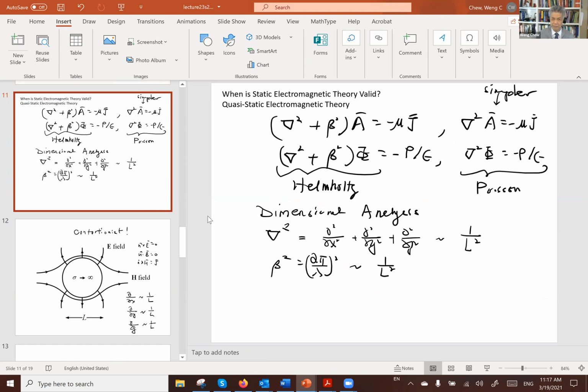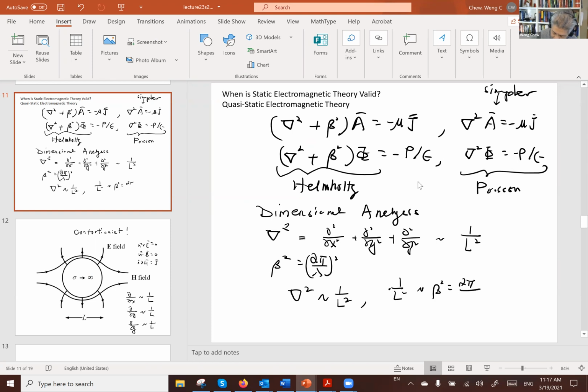Okay, and I should not put this 1 over L squared on the second term. Okay, it has the dimension of 1 over length, but I need not have to put them there. But now if you compare the two terms, okay, if you compare the two terms, the Laplacian would be proportional to 1 over L squared. And then the ratio between the two terms is that if I were to write this equation, I'll be comparing 1 over L squared with beta squared, which is 2 pi over lambda squared.